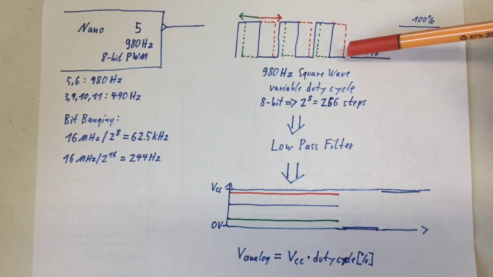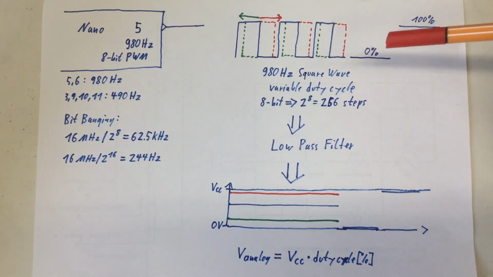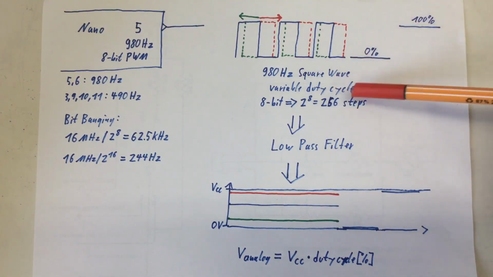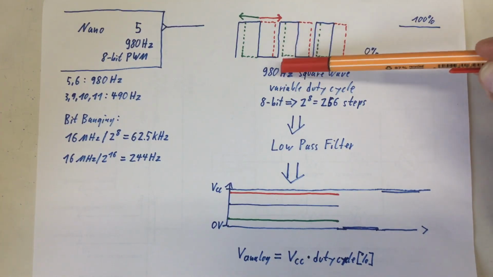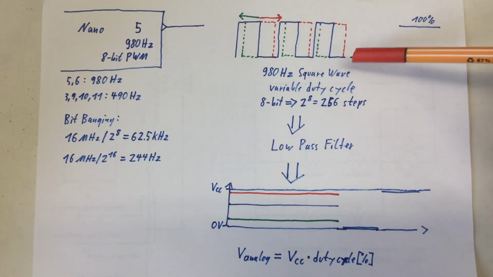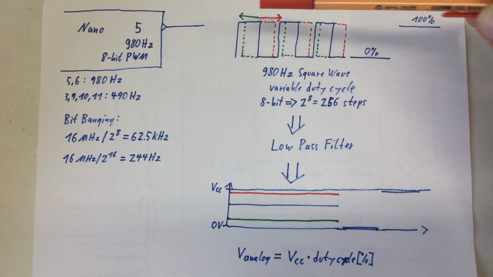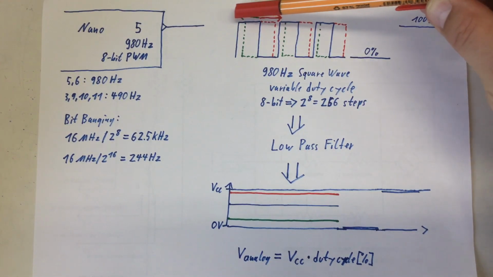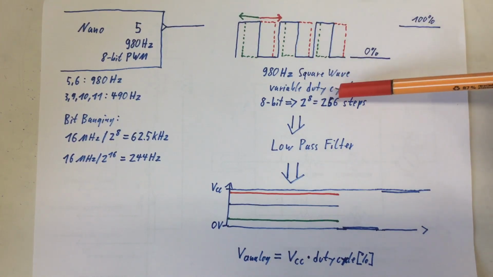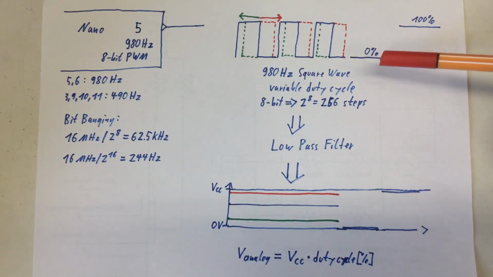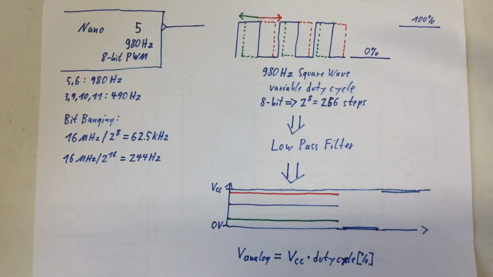Duty cycle of 0 would be the signal is always off, and duty cycle 100% is the signal is always on. So in our case, again, we have a 980 Hz square wave with a variable duty cycle and 8-bit resolution. So we can vary the duty cycle in 256 steps, from 0 always off to 255 always on.